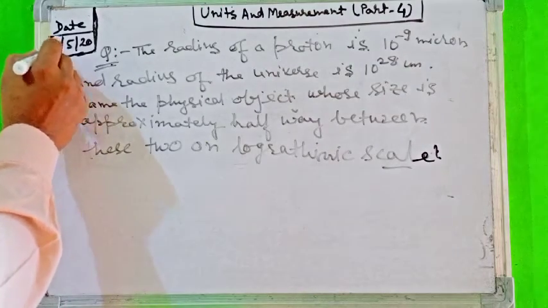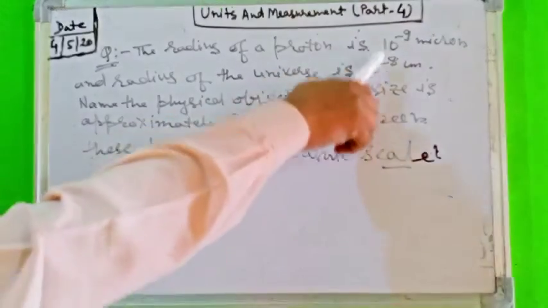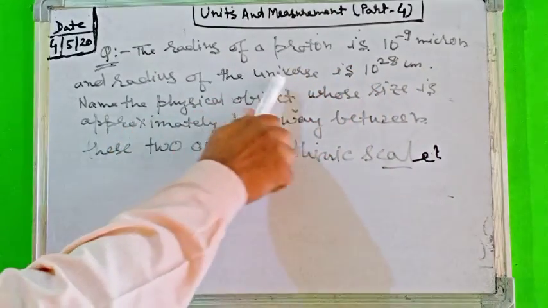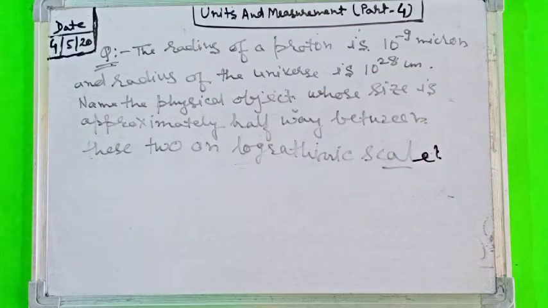The question was, the radius of a proton is 10 to the power minus 9 micron, and the radius of the universe is 10 to the power 28 centimeter. Name the physical object whose size is approximately halfway between these two on a logarithmic scale. Means we have to find the physical object whose size is in between the radius of the proton and the radius of the universe, that is, between 10 to the power minus 9 micron and 10 to the power 28 centimeter. So look here.